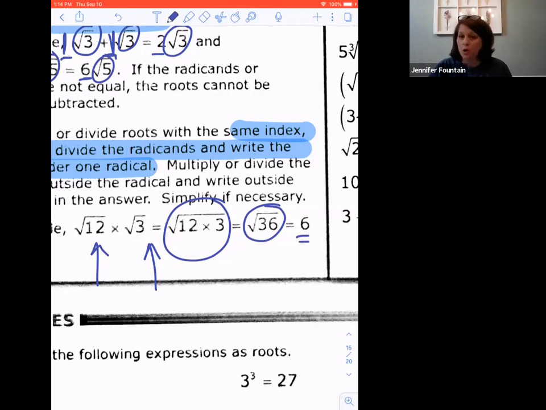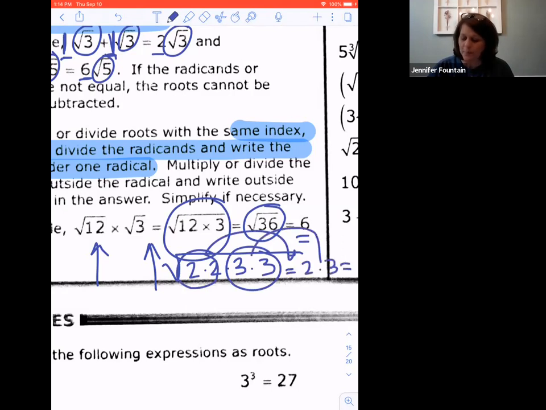If I did not know the square root of 36, I could break it into prime factors and say that's 2 times 18, which is 2 times 9. 9 is 3 times 3. I circle my buddies. My 2 comes out as a whole number 2. My 3 comes out as a whole number 3, and I multiply them together. So if you did not know 36 was a perfect square, then I could always go with simplifying based on my prime factors. Okay, so we're going to practice with this because I know this is a lot to take in.